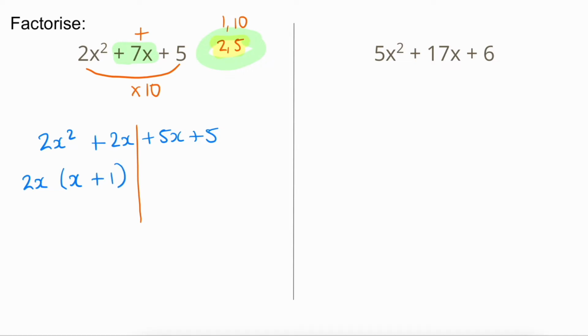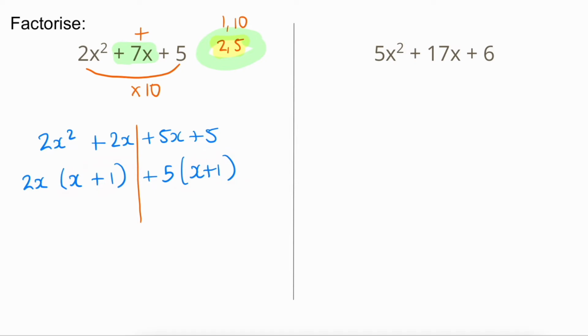Okay, and then if I factorize the other side, I notice that I've got 5. And that leaves me with x plus 1. So it's positive 5 there that I've pulled out. And you'll notice that these brackets are both the same. And that will always happen. So if it doesn't, we've gone wrong somewhere. So x plus 1 and x plus 1.